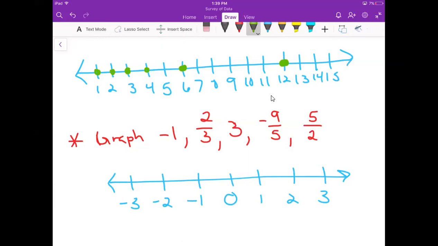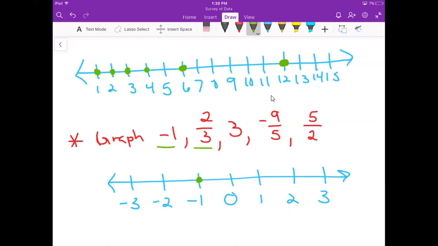So we have -1 first. That's a nice easy one to plot. There it is, -1. And then we get to the first tough one, 2/3. Again, 2/3, always think in terms of just thirds. So we have 1/3, 2/3, 3/3.